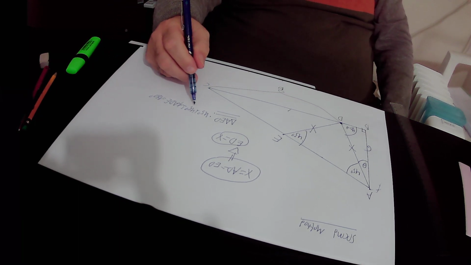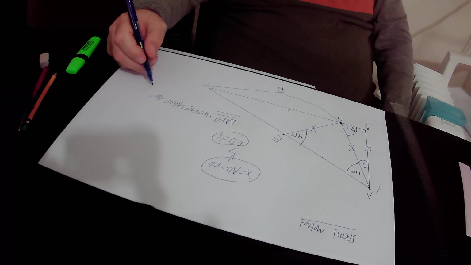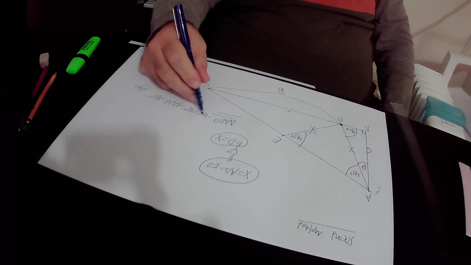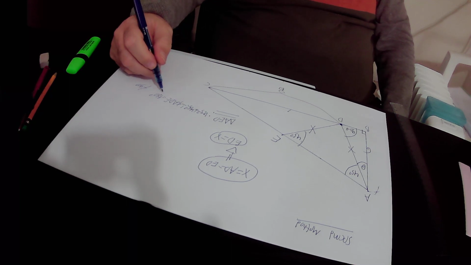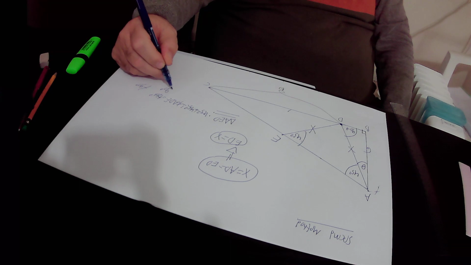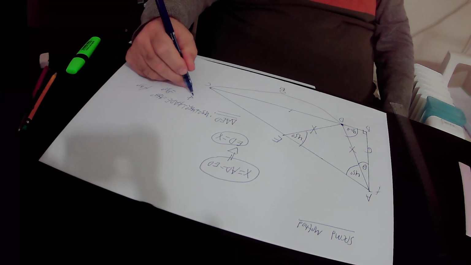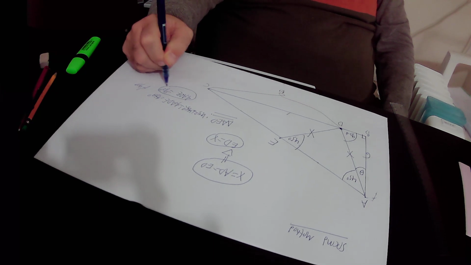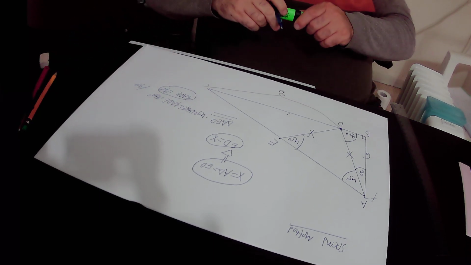So 45 degrees plus 45 degrees is 90 degrees. We will subtract 90 degrees from this equation. So here 90 degrees will get cancelled, and 180 degrees minus 90 degrees is 90 degrees. So we found out that the missing angle, angle ADE, equals 90 degrees.